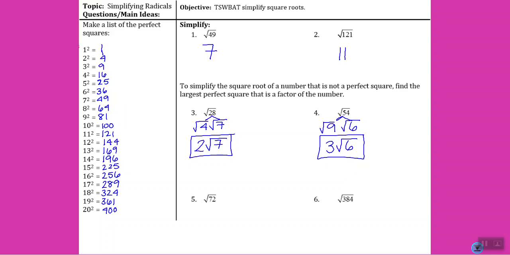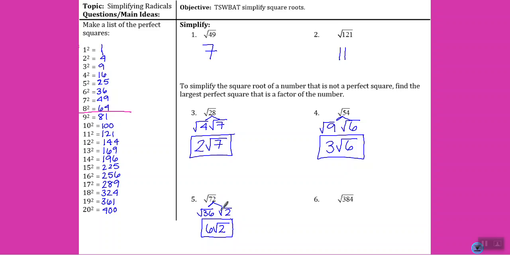What's the biggest perfect square that divides into 72? Since 72 is between 64 and 81, we know it's something 64 or lower. Did you pick 36? Because if so, you'd be correct. The square root of 72 is the square root of 36 times the square root of 2. The square root of 36 is 6. Square root of 2 is a decimal, so we'll just leave it square root of 2.